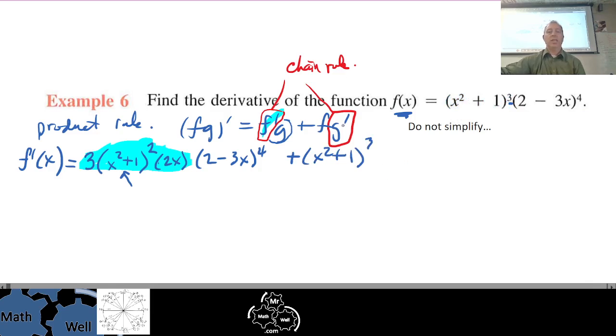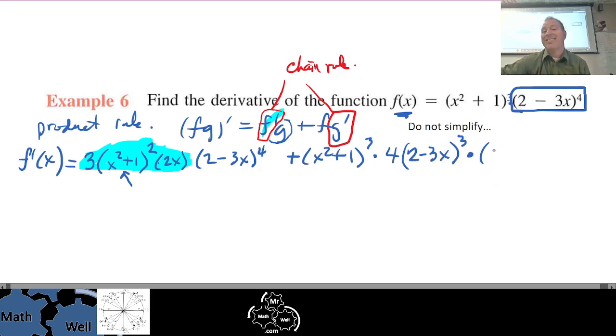Awesome. Now I do g prime. So now I've got to focus on the derivative of this, which is going to include the chain rule. So times 4, the exponent brought down, leave alone the inside for now, and then this is to the power of 3. Now I take care of the derivative of the inside part by multiplying by the derivative of this expression, which is... No one knows? -3, yes, multiplied by -3. Good so far?